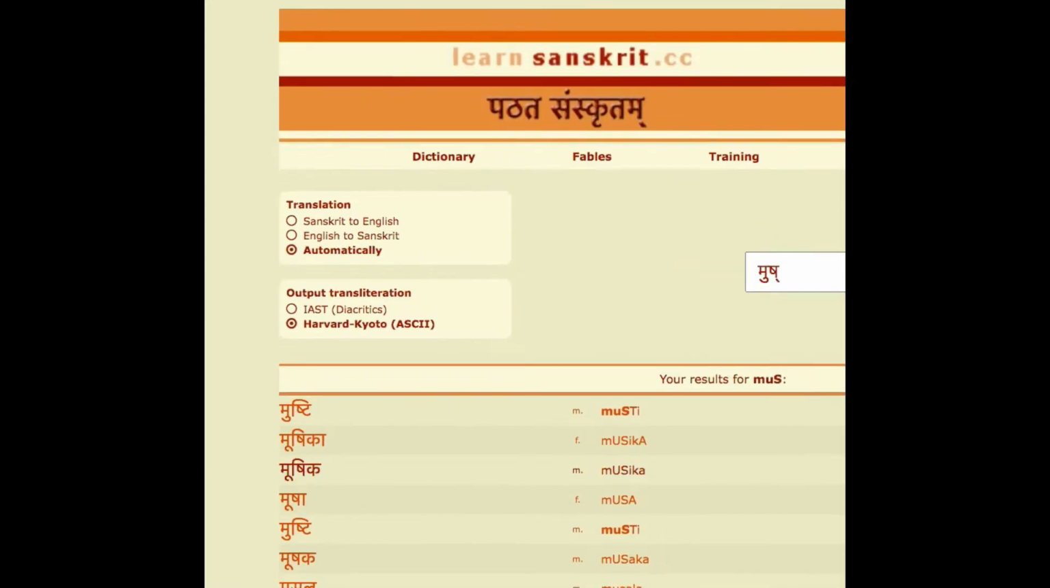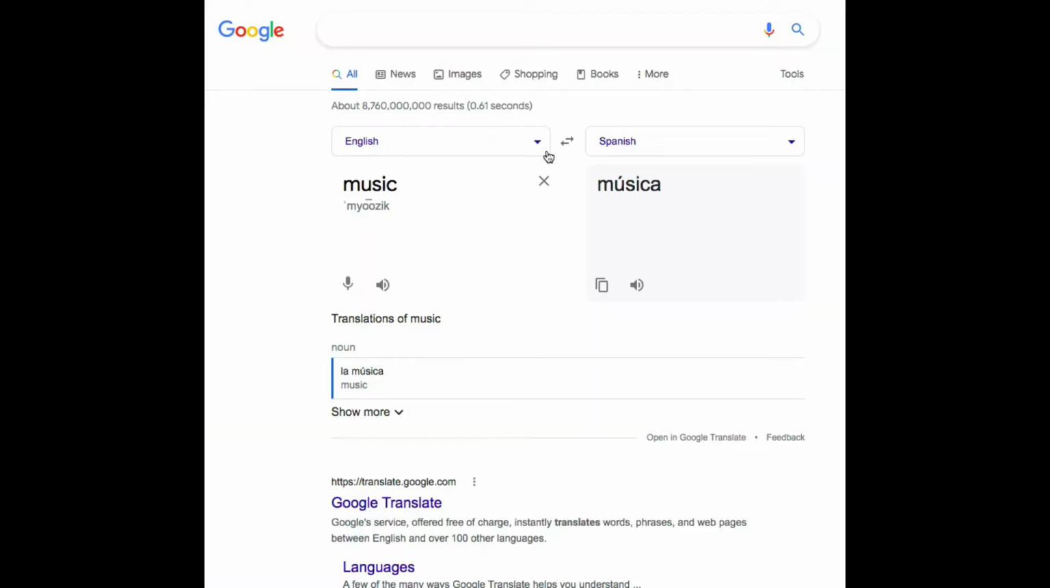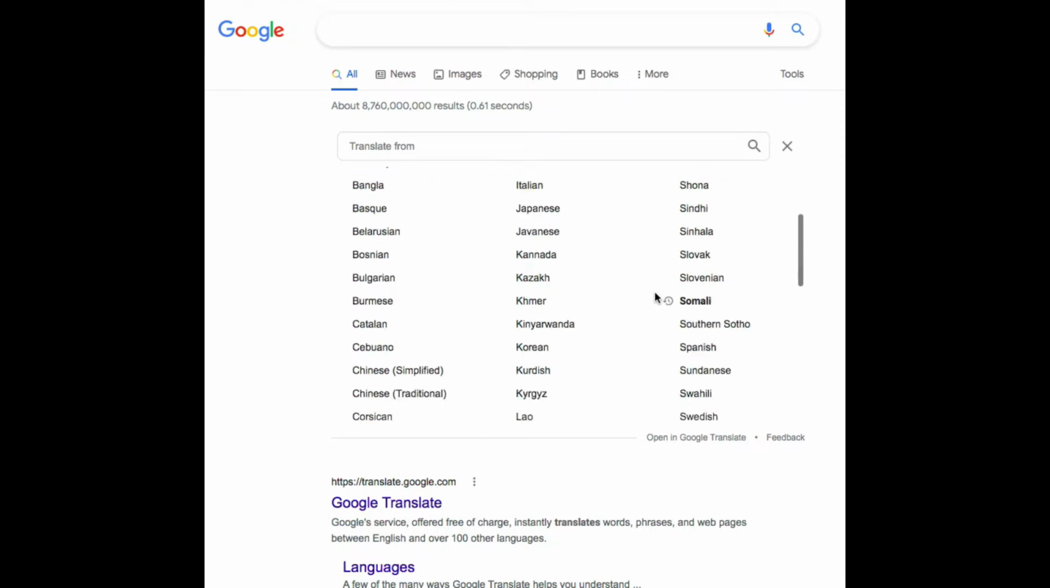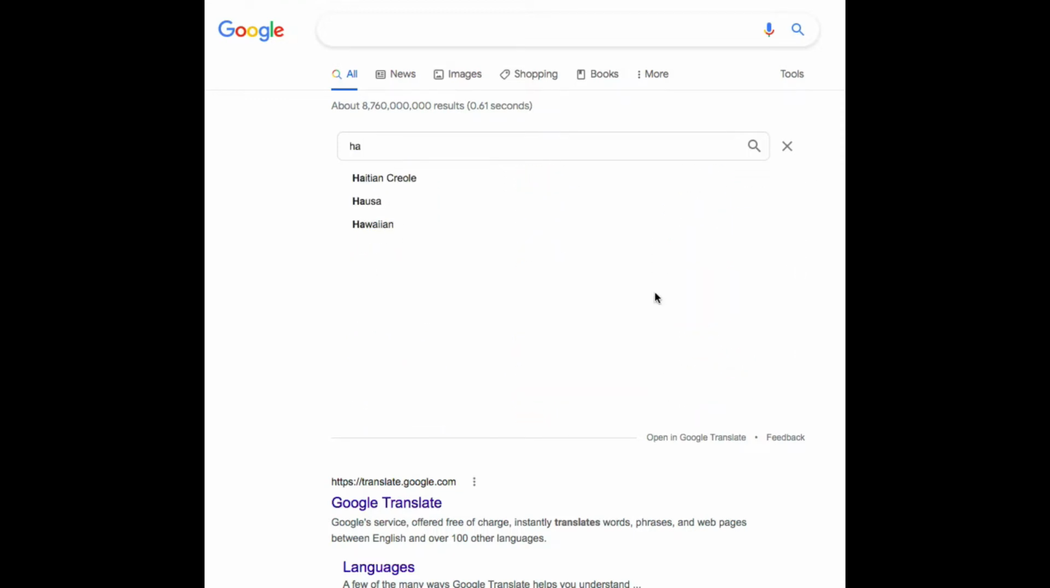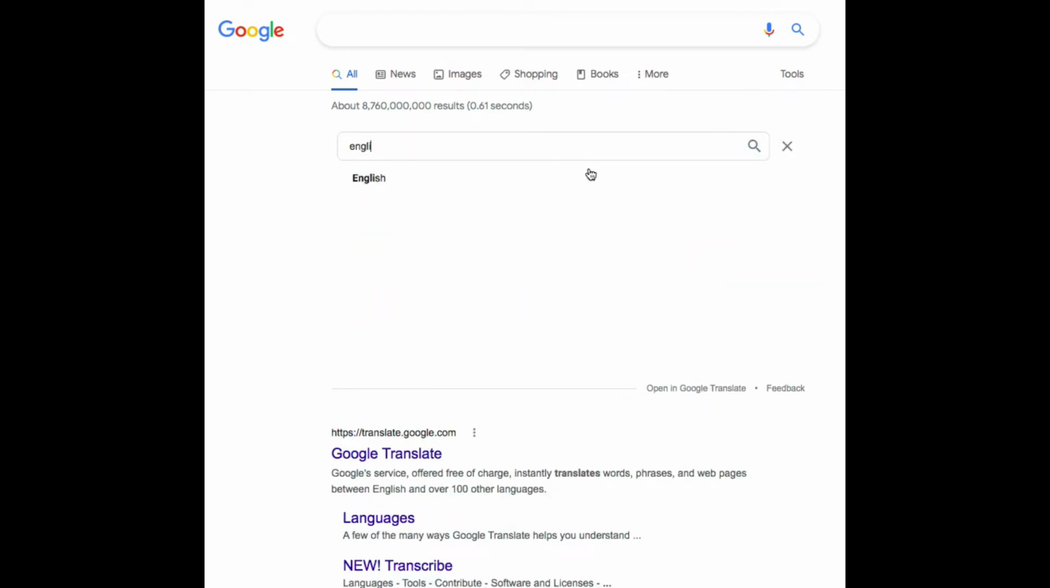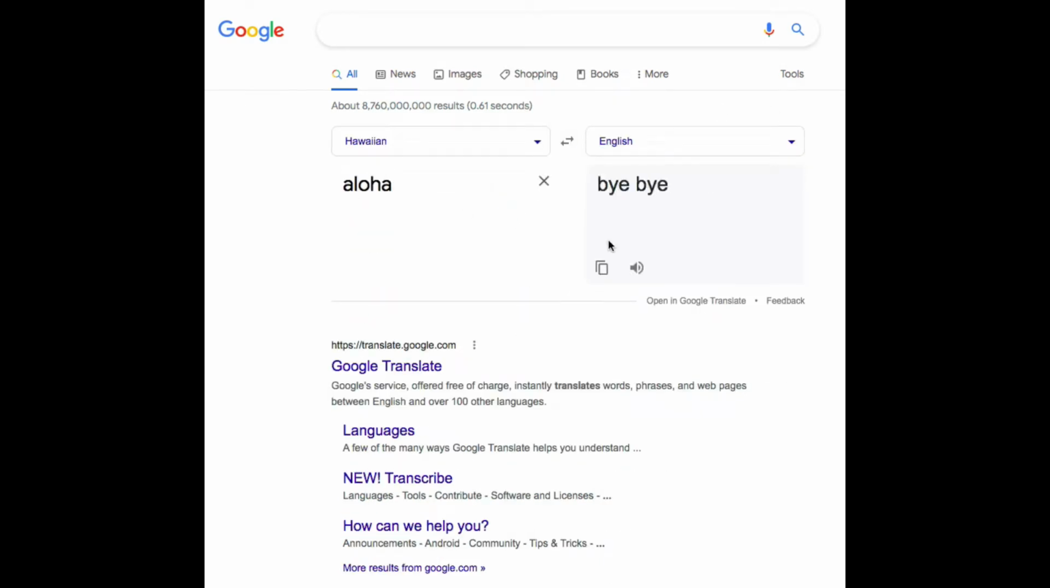Everything. Here, let's do some harder ones. Which one do you want to do? Let's do some of the African tongues. Oh, let's do Hawaiian here. One of my favorite ones. English: aloha, right? Aloha. Bye bye. It's one of the most famous words in Hawaiian. It's a tiny island country that is way off in the middle of nowhere. They have their own culture, everything.